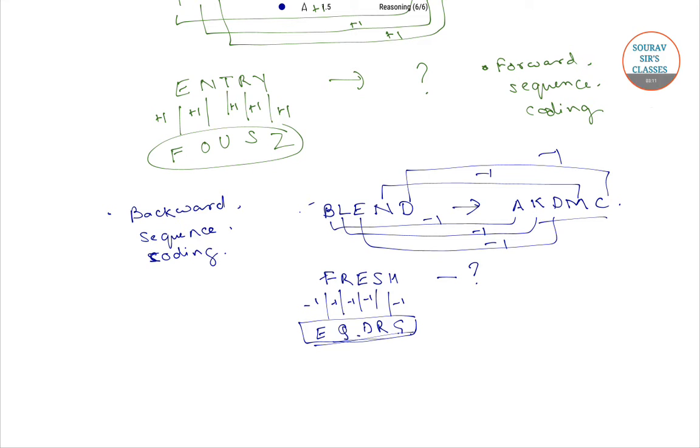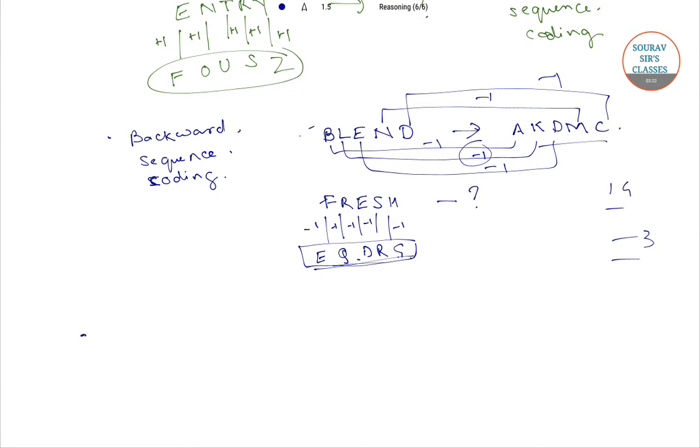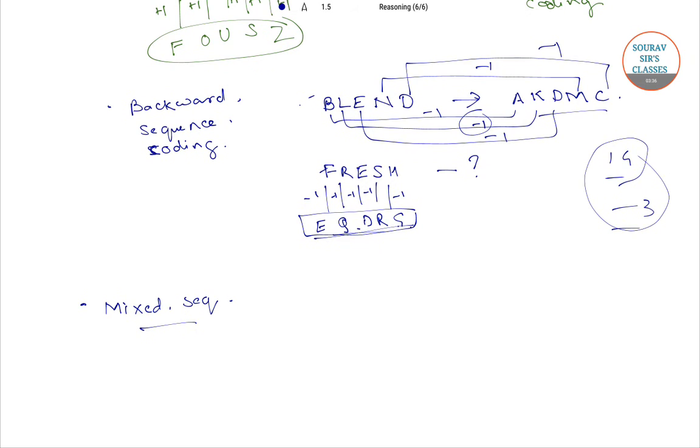Note here we are doing plus 1 and minus 1, however it can be other numbers like plus 4, minus 3, and so on. Now the next is mixed sequence coding. That is, it can be a combination of plus and minus. For example, if NAME is coded as OYPA, then how will TEAM be coded as?